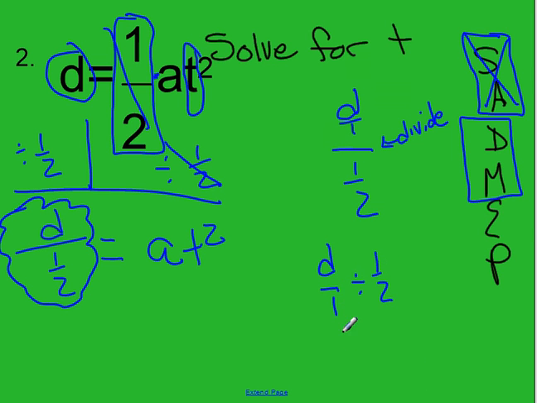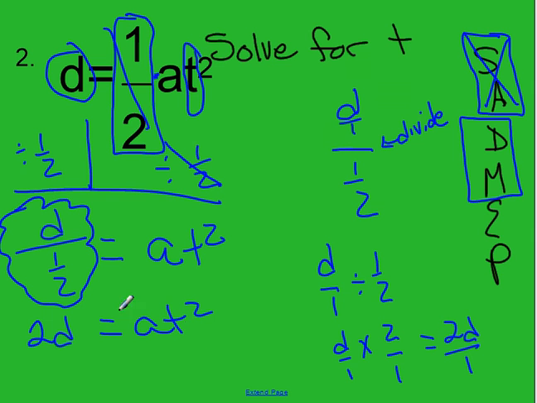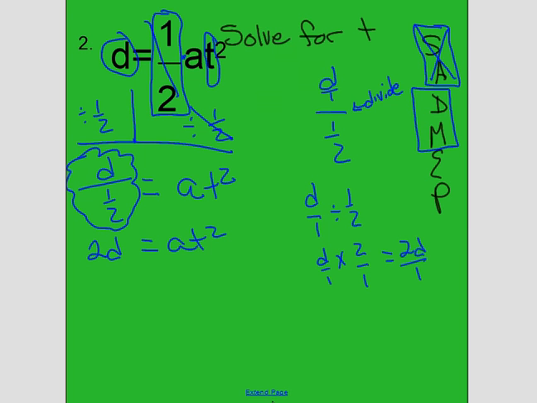When you divide fractions, you leave the first fraction, multiply, and flip the second fraction. That is going to give you d times 2 is 2d, 1 times 1 is 1, which gives me lovely plain old 2d. 2d equals a t squared. I've simplified this now. If that confused you, please go back and watch it again. Do not just assume that you know what to do. It is really important that you guys understand this whole dividing by fractions thing. Very important.